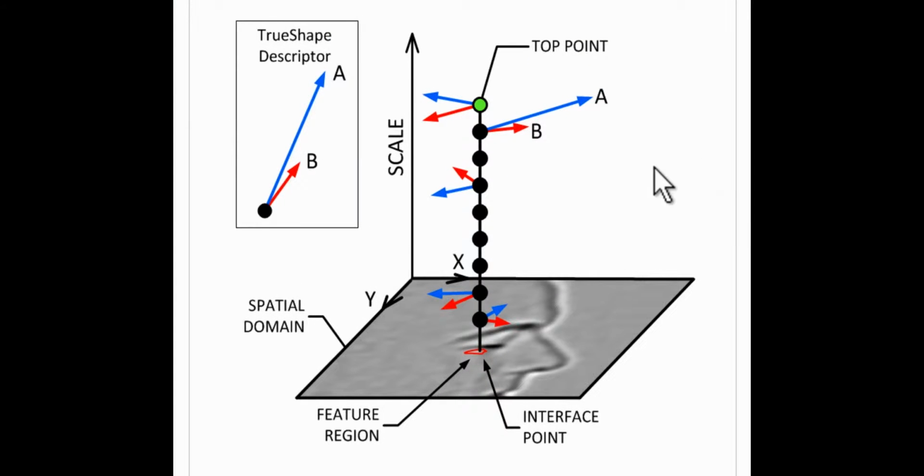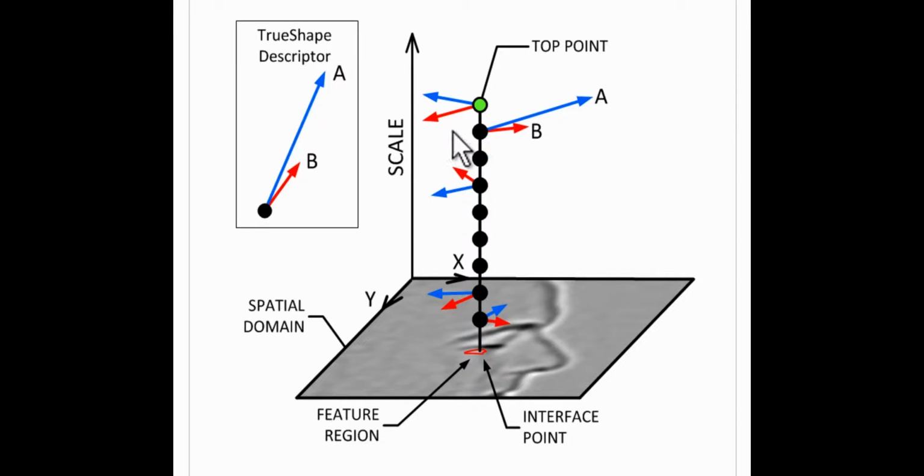Every unified feature region manifests as a separate stationary curve in the scale domain. This is the stationary curve for the feature region used in this example. Shown here is a plan view of the TrueShape descriptor that was derived earlier. This shows a perspective view of the same descriptor, approximately as it exists in the scale domain. This stationary curve links the descriptor to a single feature region in the spatial domain.